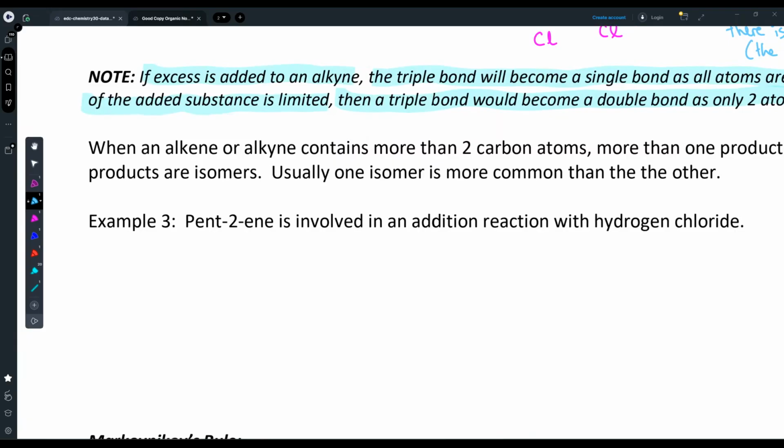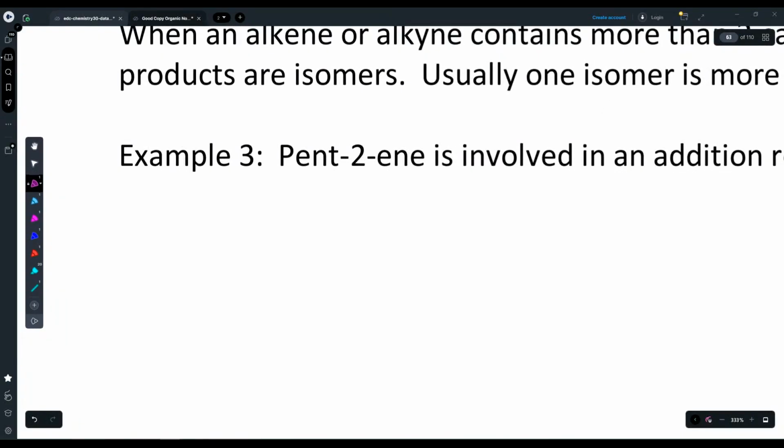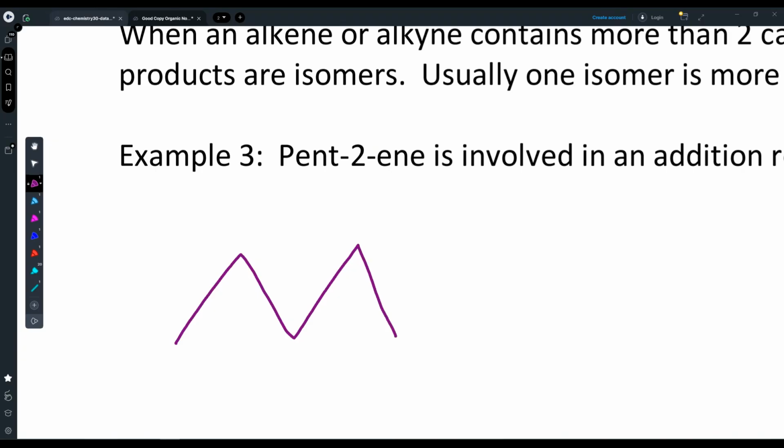So pent-2-ene is involved in an addition reaction with hydrogen chloride. So let's draw out pent-2-ene. So pent means 5 carbons in the parent chain, and there is a double bond on carbon 2. So 1, 2, 3, 4, 5. There we go. So I'm counting my carbons.